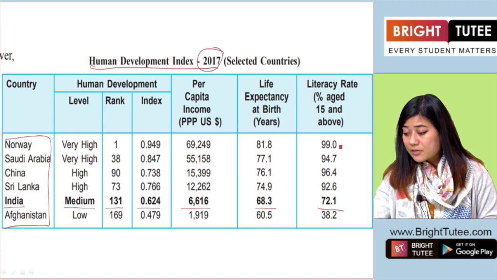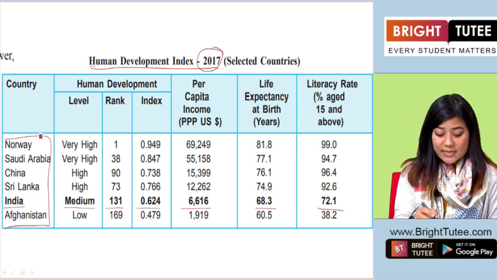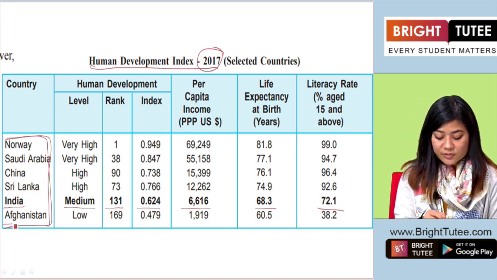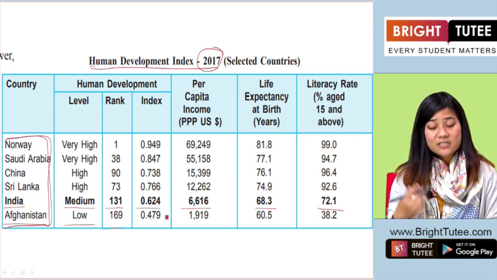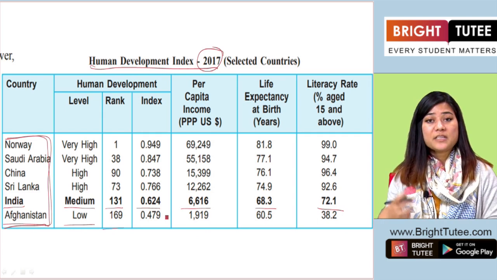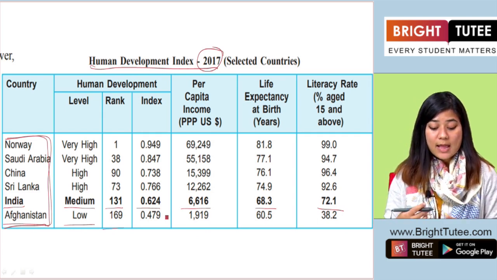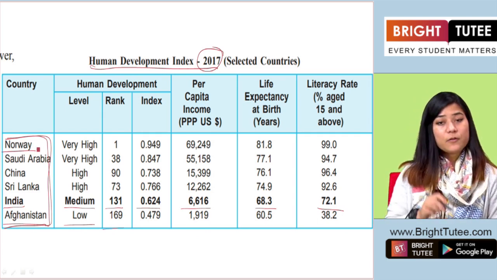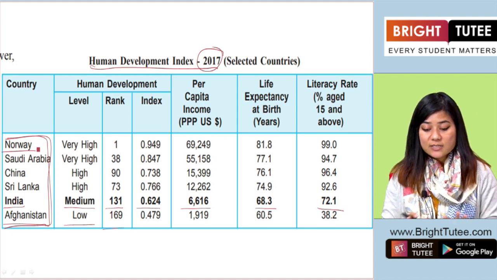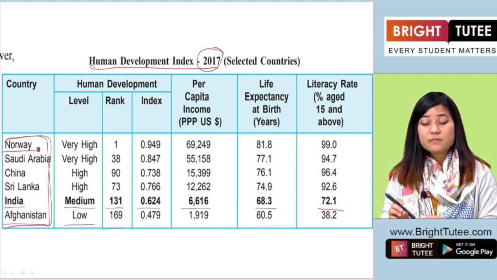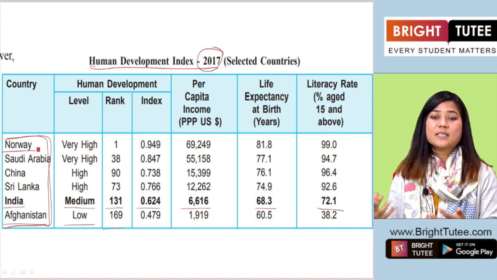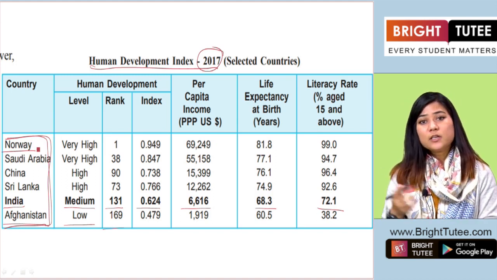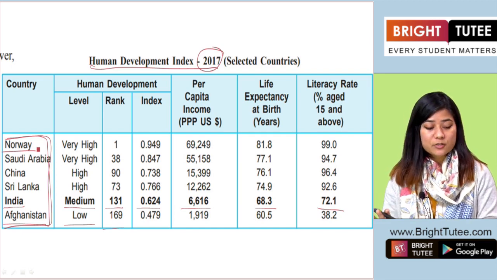The data is given, literacy rate, and you can see in this list among all these countries, Afghanistan is at the lowest. Okay, that means Afghanistan's human development level is extremely low, and the highest is that of Norway. Okay, so this is how we understand the human development of the country, which allows us to get an understanding of the overall development of that country.